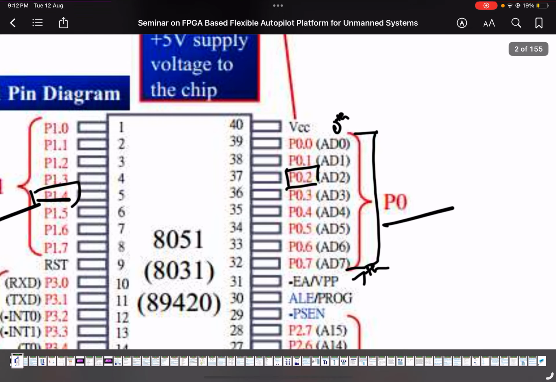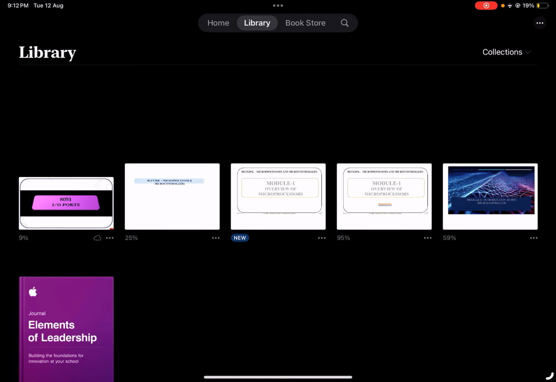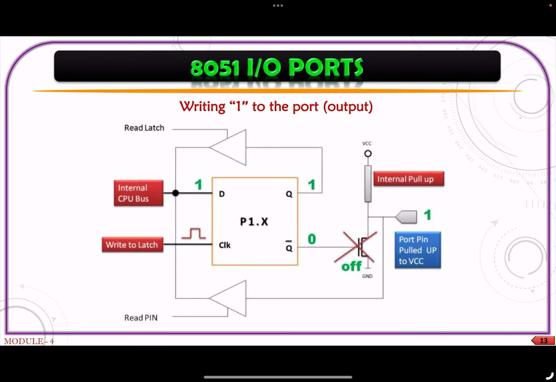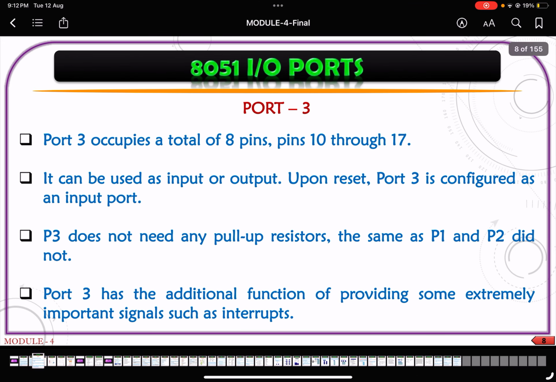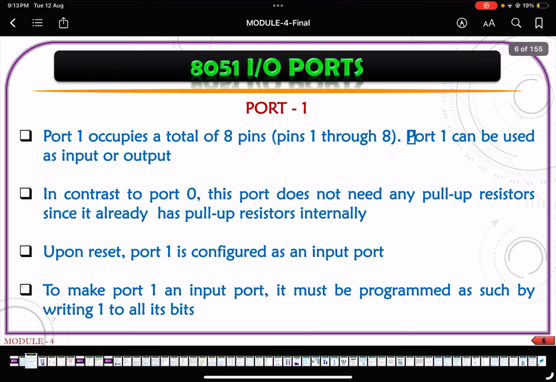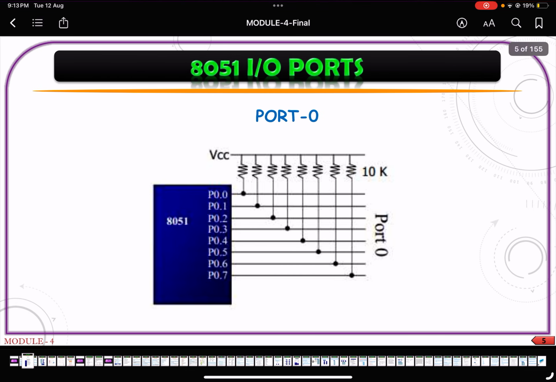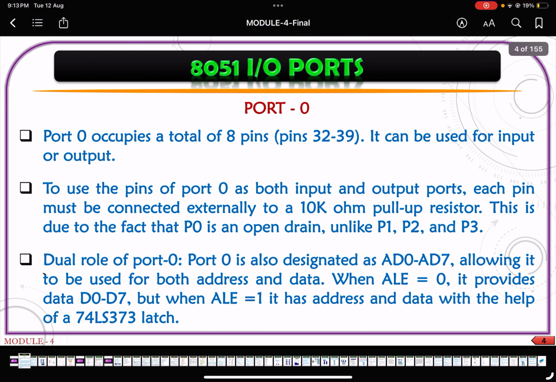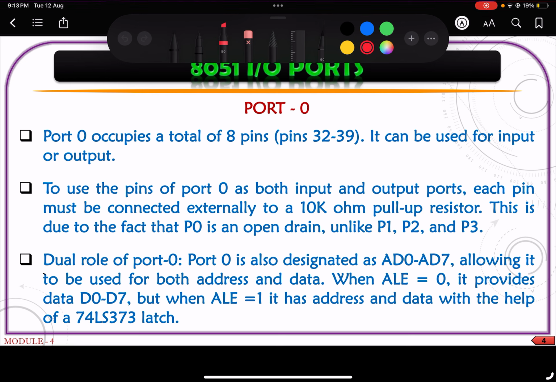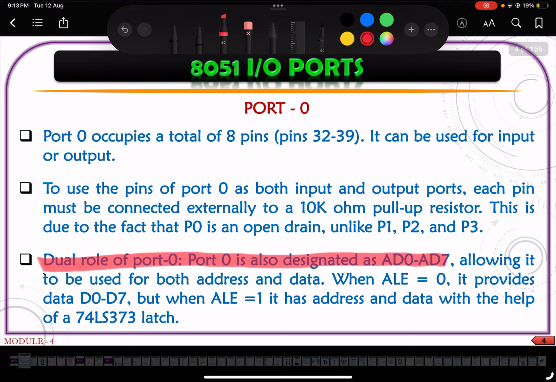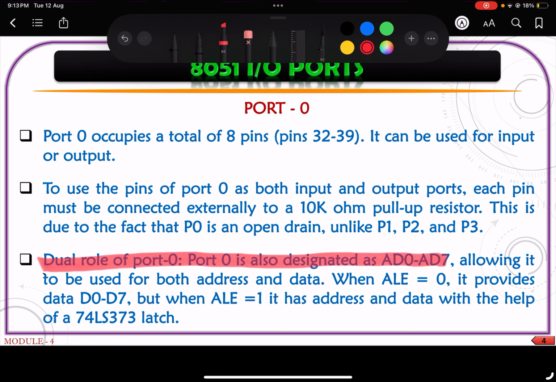There's usually not much theory that is asked from this part. They usually just directly skip to the programs. But we look at some basic theory. There are some important points for you to know. For instance, port 0 plays a dual role. If you noticed in the diagram, port 0 has pins marked AD0 to AD7, which means these are pins which can be used for transmission of address and data.